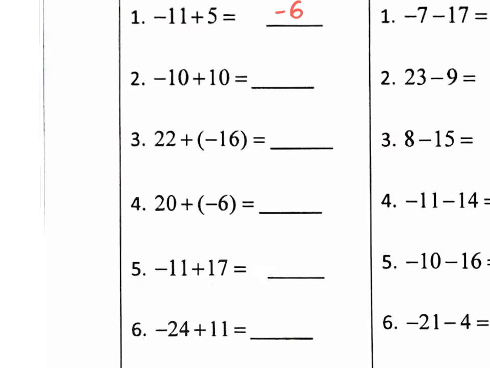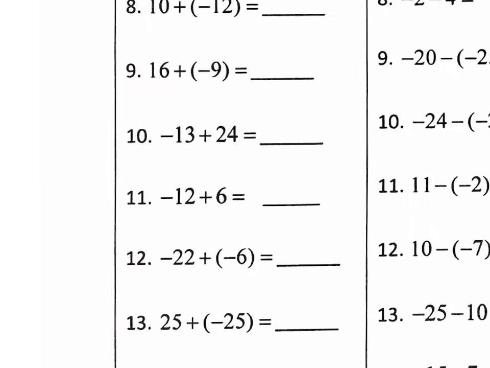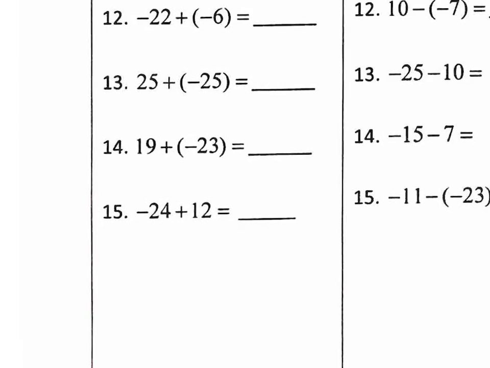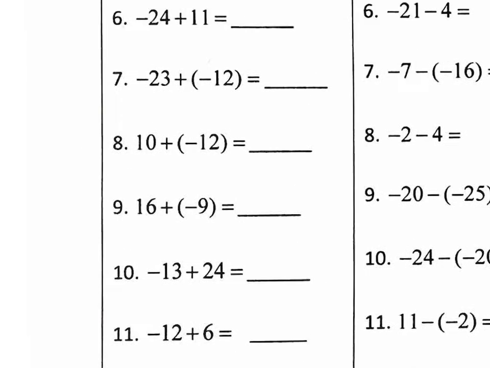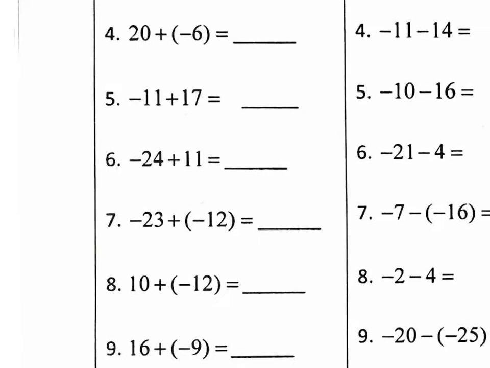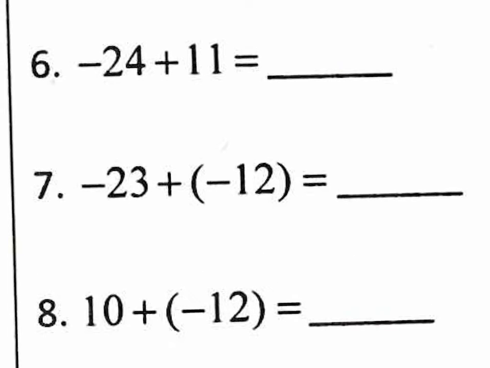So obviously, the bigger the numbers, it takes a little more thought. Let's see, which one's probably the most challenging one? They're all pretty easy. Right here, number 7. If you think of money, what does this mean? You're owing $23. And what does this mean? You owe 12. So you owe and you owe. You're going to owe a lot. How much do you owe? 35. You owe 35. So that's why it's -35.